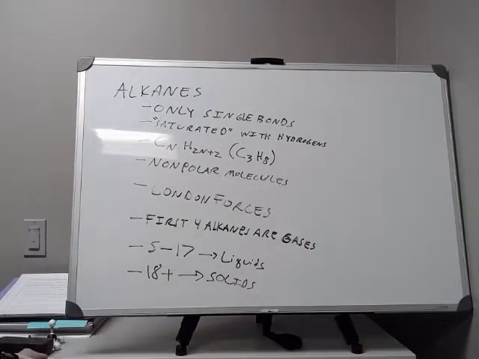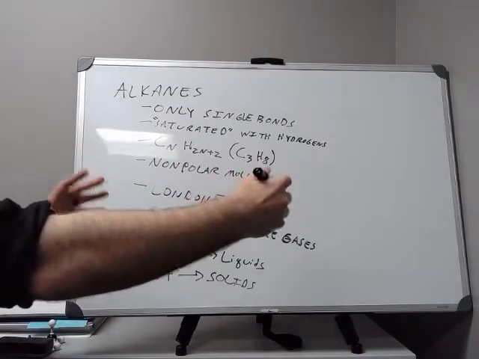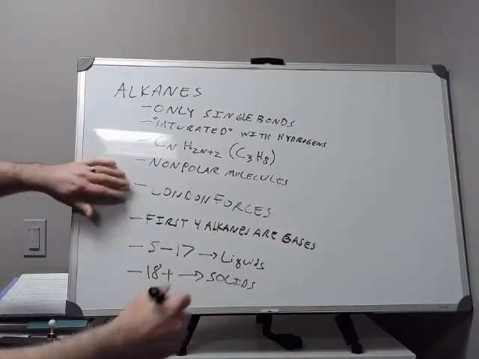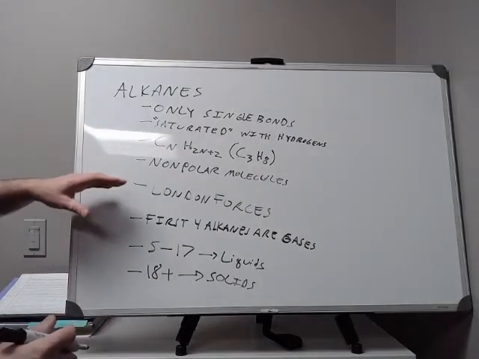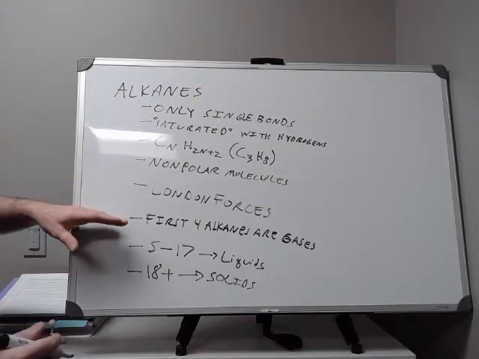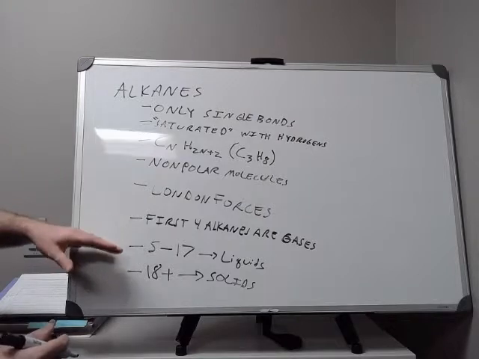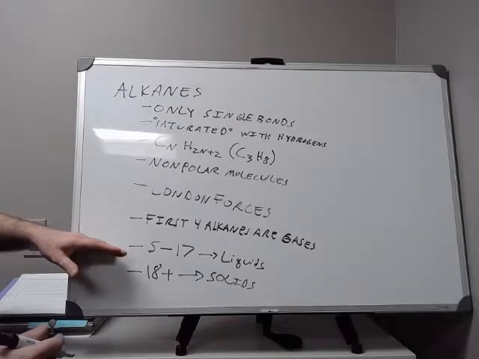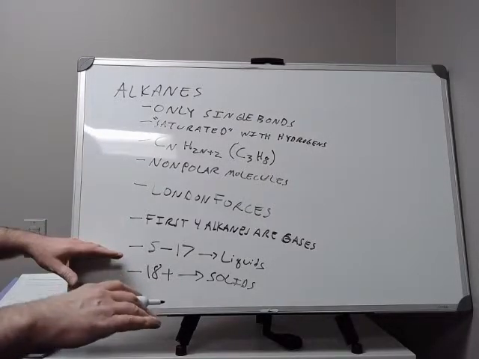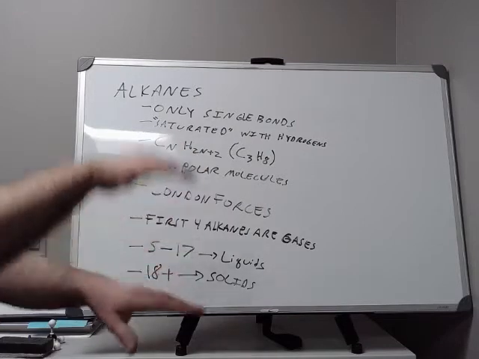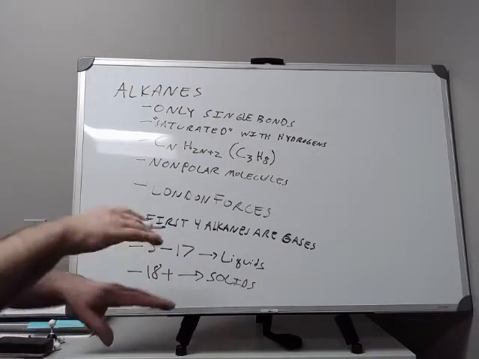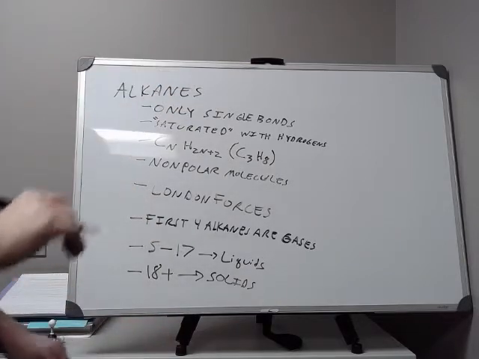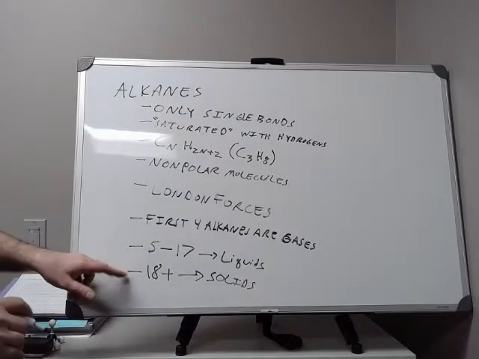And so as the alkanes become larger, we have stronger London forces holding those molecules together. And so their boiling points and their melting points go up. So by the time we get to 5 carbons, it's a liquid at room temperature, so the boiling point is lifted above room temperature. And by the time we get to 18 carbons, the melting point is above room temperature as well. And so they're solid.